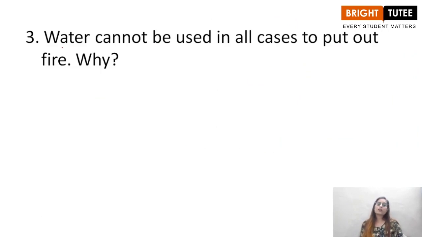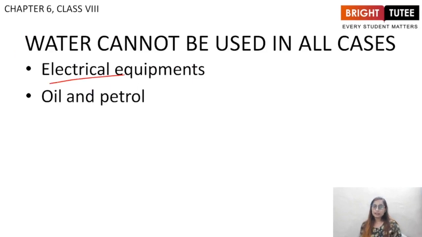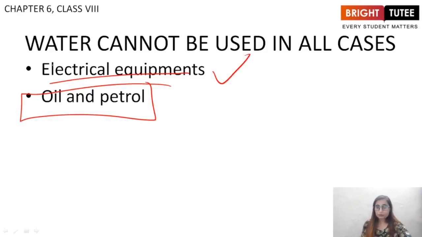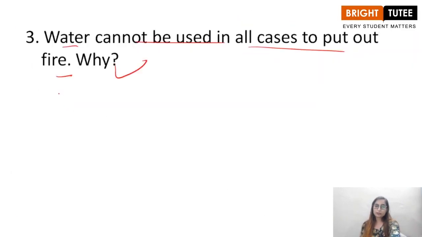Third question, water cannot be used in all cases to put out fire. Why? The two cases in which we cannot use water are electrical equipments and oil and petrol. If we use water to put out the fire of electrical equipments, you can easily catch an electric shock. So to prevent that, water is not used in these cases. And for oil and petrol, oil and water basically do not mix. So to put out fire which is oil related, we cannot use water as well.